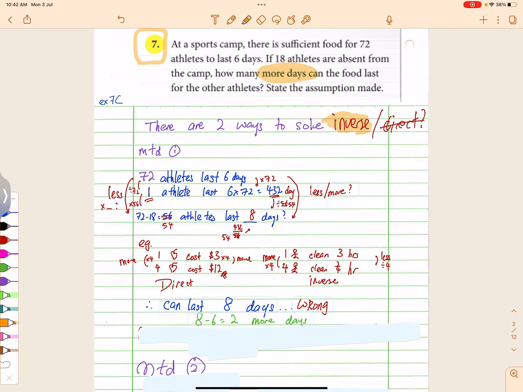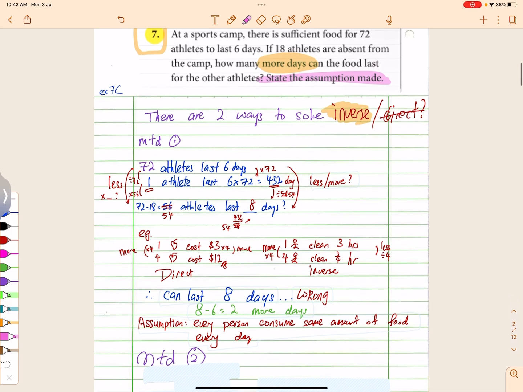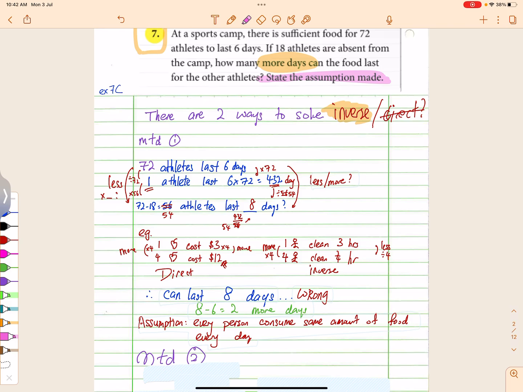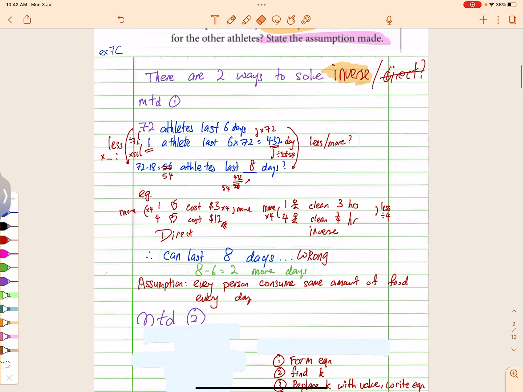And there's an assumption here. A majority of you did not put this assumption. So can you write down the assumption? You must assume every person consumes the same amount of food, so that you cannot have one person eat a lot more and then the whole calculation doesn't make sense. Right, so let's go to method 2.